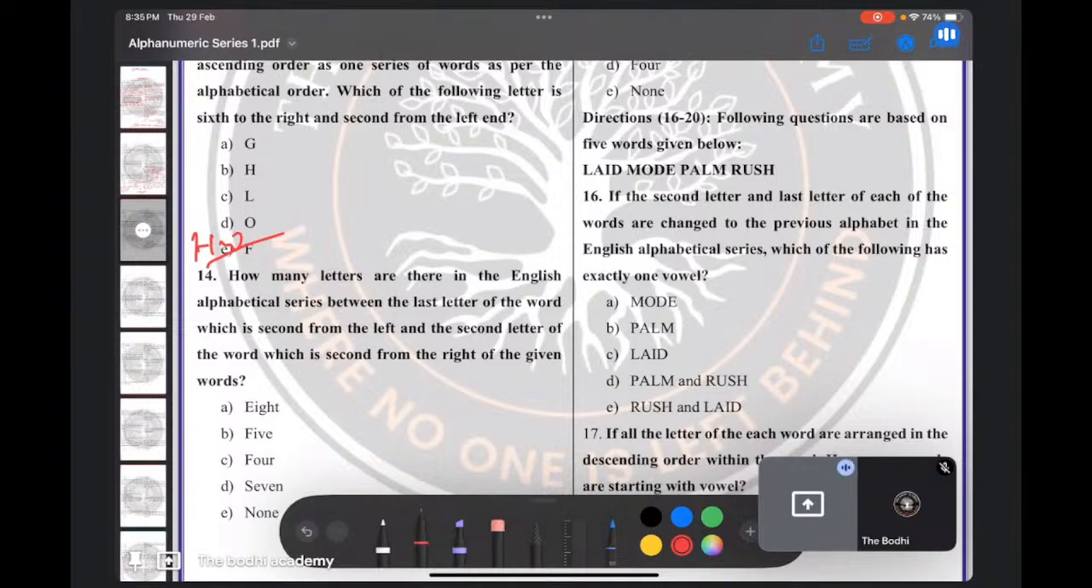If the second letter and the last letter of each of the words are changed to the previous alphabet in the English alphabetical series, which of the following has exactly one vowel? Now understand the question. If the second letter and the last letter of each word is changed to the previous alphabet, so which is the second letter? Z, previous letter of the A will be what? Z, I, and C. Okay.